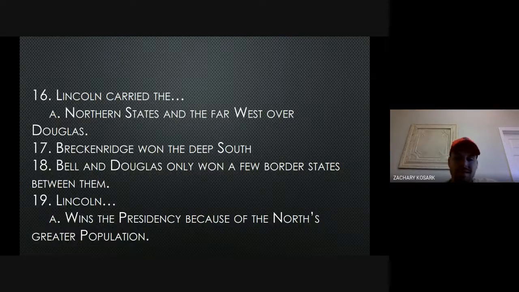Breckinridge wins the Deep South, which means that those people are very supportive of slavery in the Deep South, and they do not want any restrictions on it, and that's what Breckinridge is running on. So no surprise that he is going to win most of that.